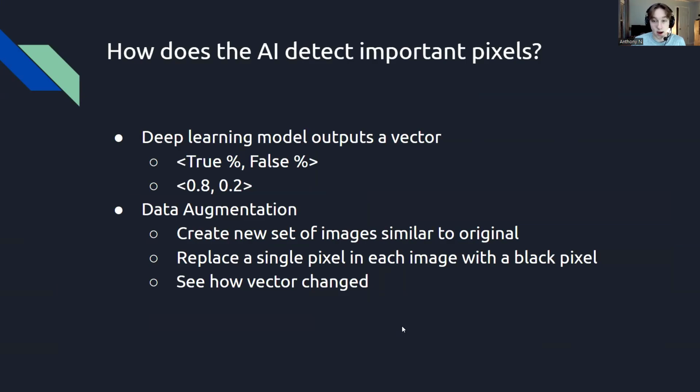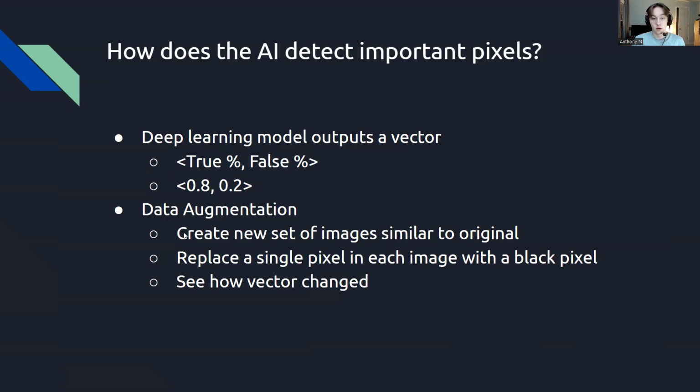So how does my AI actually detect important pixels, or how will it explain how it got its answers? Well, the output of my convolutional neural network is a vector: a true percentage and a false percentage. So in this case, the AI has 80% certainty that this set of lungs has pneumonia, and 20% certainty that these lungs do not have pneumonia.